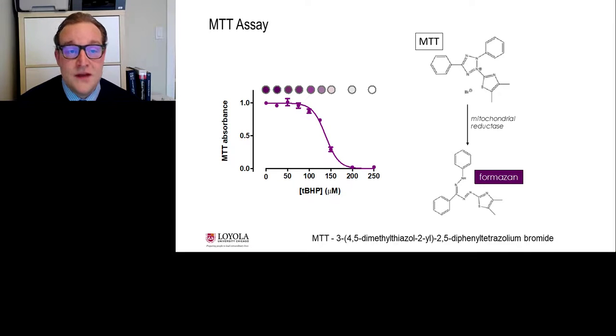On the left, you see an example of primary cells that have been exposed to increasing levels of oxidative stress using a hydrogen peroxide analog, TBHP. As you can see, increasing concentrations of TBHP lead to a decrease in the absorption. This reflects a loss of mitochondrial reductase activity in mitochondria and is a correlate of cell survival.